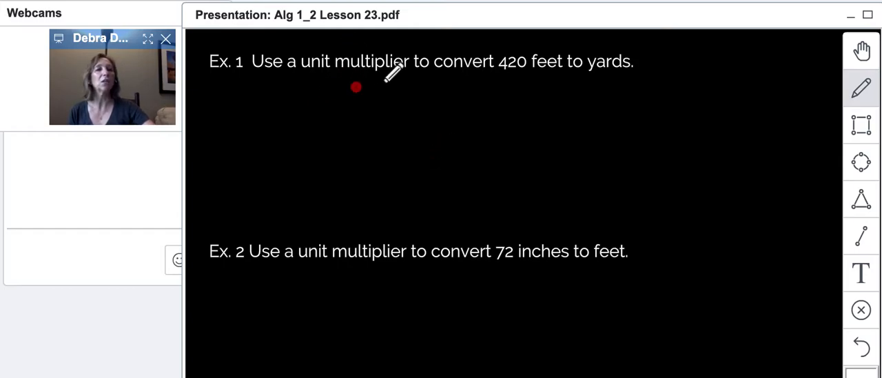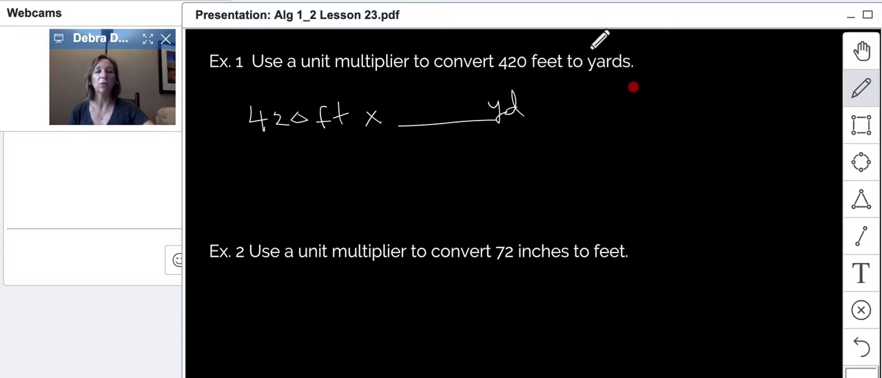Use a unit multiplier to convert 4,200 feet to yards. So you write what you're given, 4,020, I think I said 4,200, 4,020 feet, and we are going to go into yards. That's what we want to end up with, so we're going to put yards at the top.